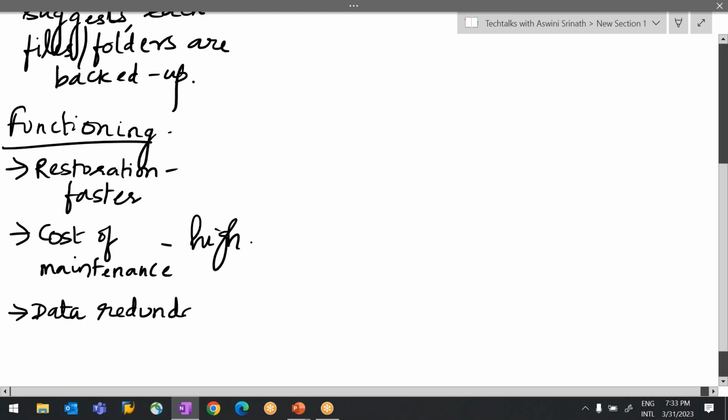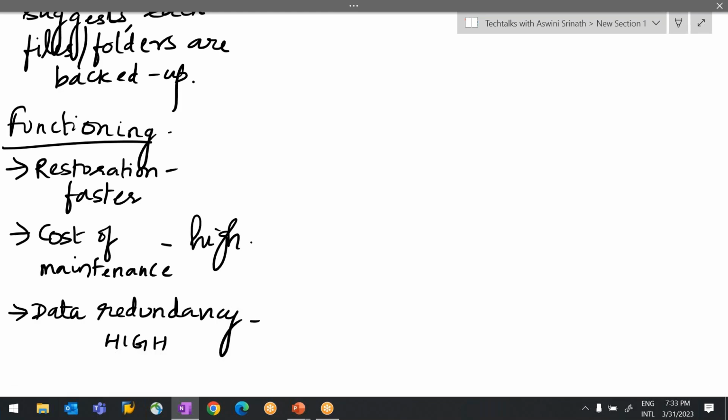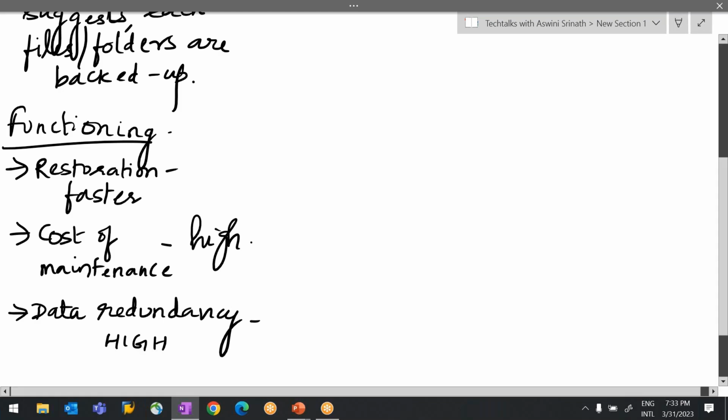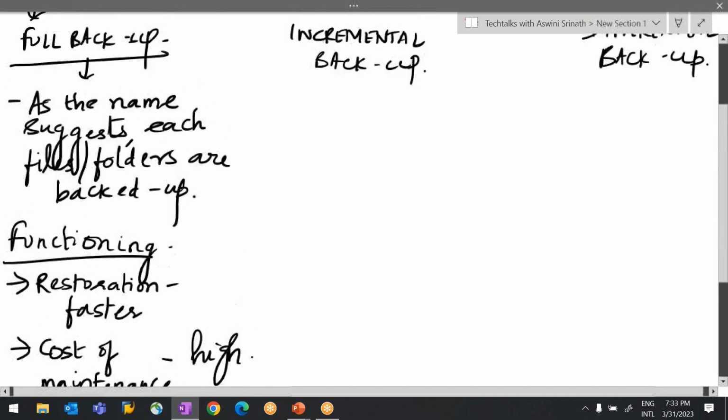So redundancy of data is comparatively high, since you keep on taking the full backup, there is repetition of data. You take a full backup today, a full backup tomorrow. When you take it today, it is only today's data. When you take a full backup again tomorrow, it will be today's data plus the next day's data as well. So there is high data redundancy in full backup. So this is the functioning of full backup.